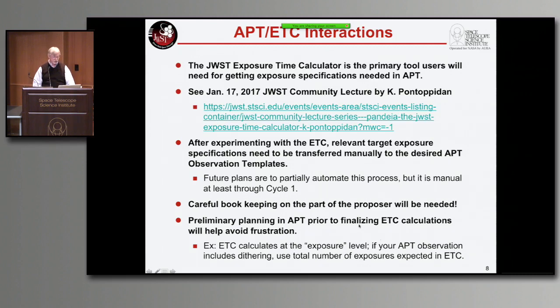If you're just running the ETC and coming up with a signal to noise for an individual exposure, what you really want to be looking at is how many exposures am I going to put in my dither pattern in APT, and then use that number of exposures back in the ETC to come up with your final answer. So there's a little back and forth that you should be aware of between the two tools. If you think ahead a little bit and understand what you're going to do in APT, it will drive what you want to do when you're in the ETC. I just wanted to mention that in passing. A little helpful hint there, hopefully.